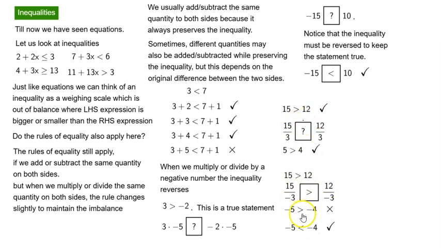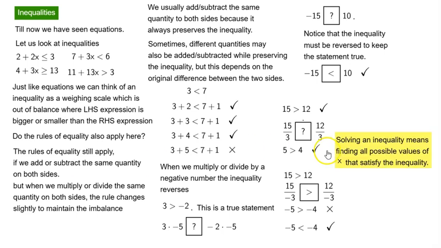So, dividing by a positive number, no issues. Multiplying by a positive number, no issues. But dividing or multiplying by a negative number reverses the inequality. We have seen what inequalities are, and solving an inequality means finding all possible values of x that satisfy the inequality. That's it for now.